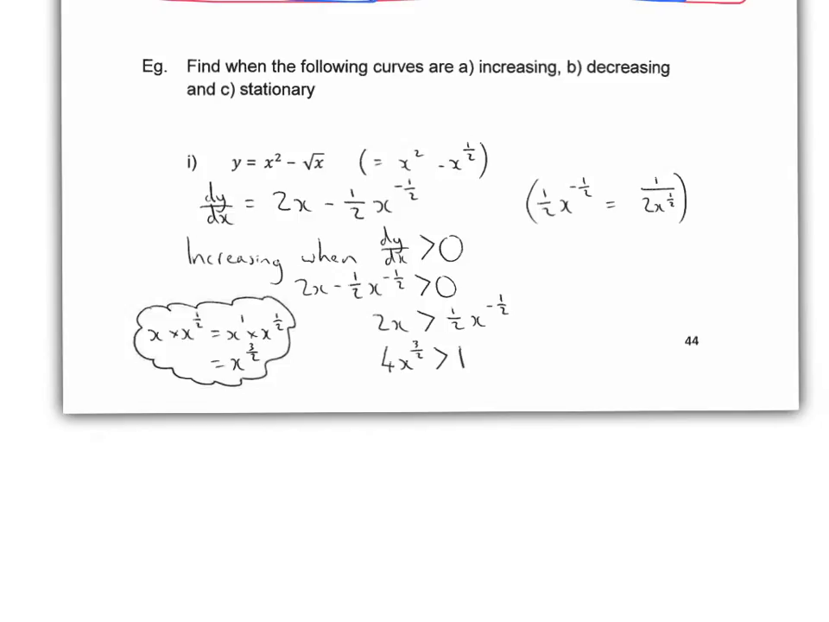So, this question says, find when the following curves are increasing, decreasing, and stationary. We know straight away that increasing means that dy dx, the gradient, will be positive. We know that decreasing means that dy dx will be negative, less than 0, and stationary just means that it will be 0. It won't be going up and it won't be going down.